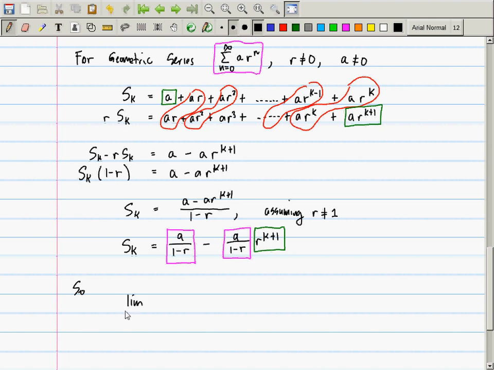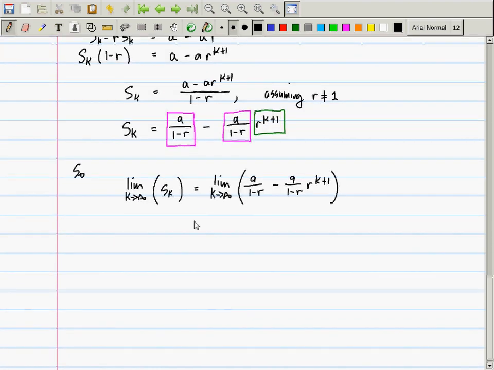So the limit as k goes to infinity of sk is equal to the limit as k goes to infinity of a over 1 minus r, minus a over 1 minus r multiplied by r to the k plus 1. So as I said previously, the varying symbol is k, so then this is a over 1 minus r minus a over 1 minus r multiplied by the limit as k goes to infinity of r to the k plus 1.